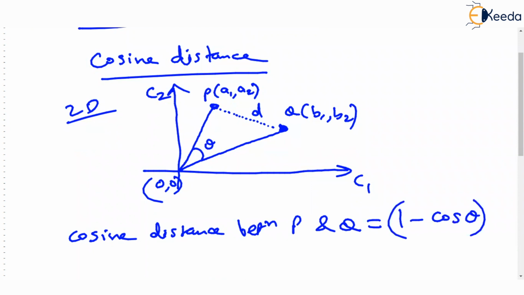1 minus cos theta. Let's say this theta is 30 degrees. Then 1 minus cos of 30 is going to be the distance. Please don't think of really computing 1 minus cos 30. Is this point so small? Is this distance so small?